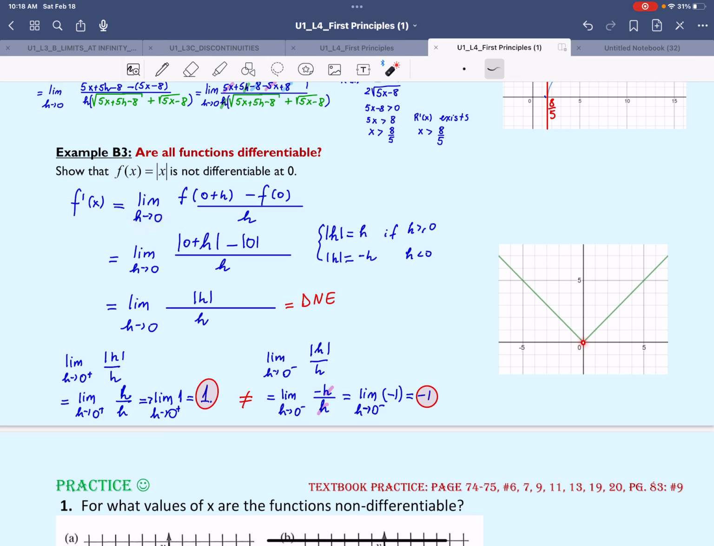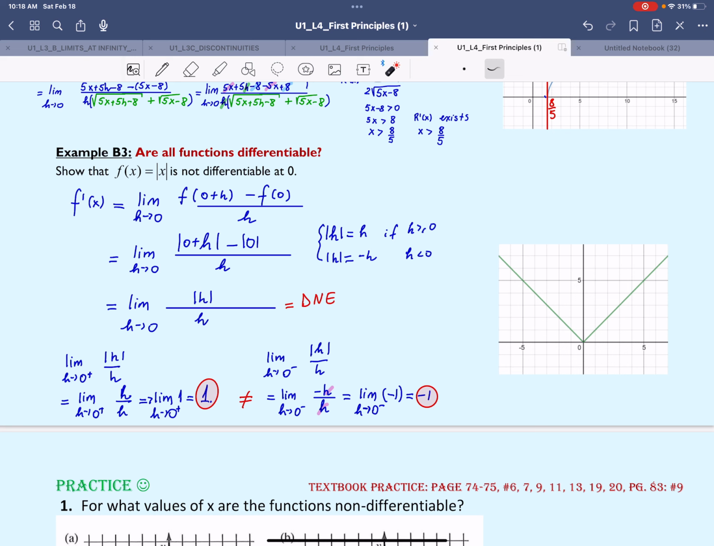And that agrees with the graph of this function, because as you can see, when you approach 0 from the left-hand side, the rate of change of the function is negative 1, and when you approach the 0 from the right-hand side, the rate of change of the function is positive 1. And this is what the algebraic solution of a corner would look like in the absolute value functions.